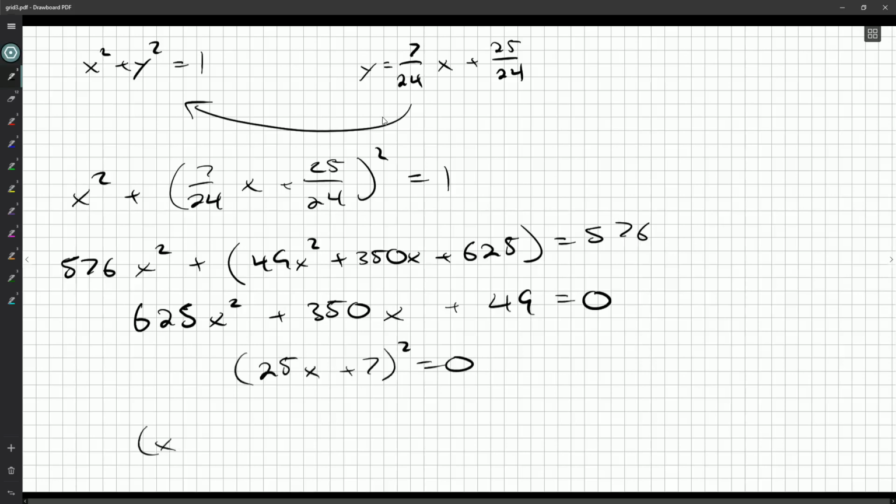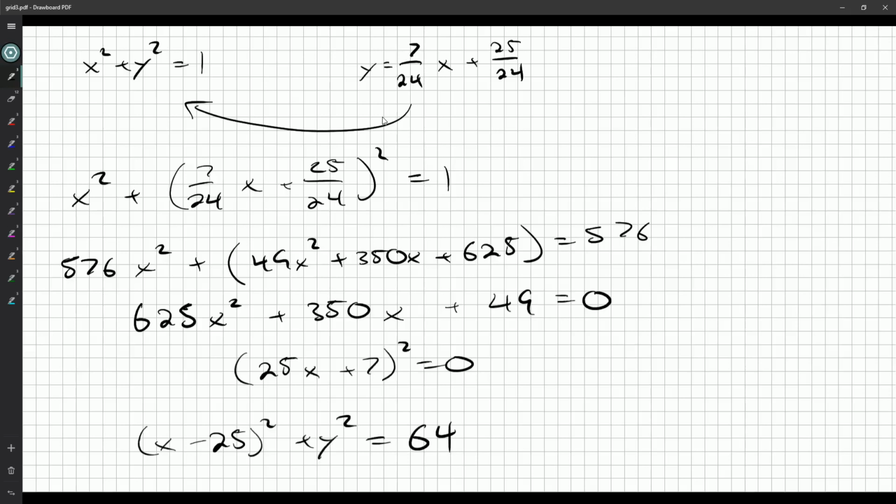I'm not going to because I'm confident in my work, but the other line has equation (x minus 25) squared plus y squared equals 64, and I imagine a similar result will take place. But again, we're well past having answered the question. This is just a way you can check.